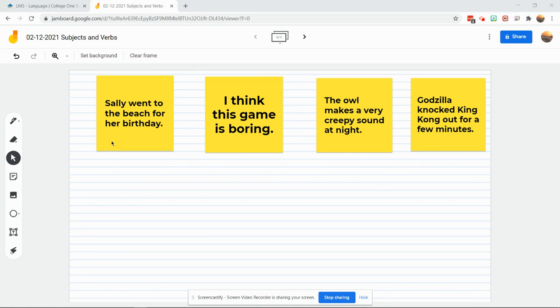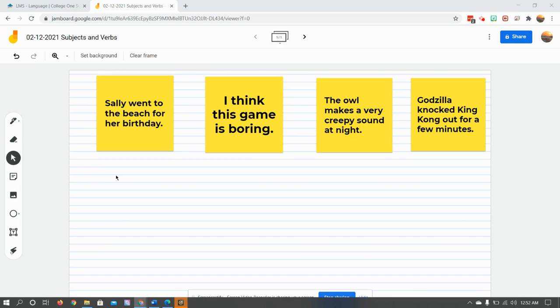So let's see. Sentence number 1 says, Sally went to the beach for her birthday. So where is the verb? The verb is an action. Sally went to the beach. Went. Okay, so went is a verb. To is not a verb. The beach, that's not a verb. For her birthday. Nope, that's not a verb either. Went is the verb. So I'm going to write went. So went is definitely the verb. I'm going to write V for verb.